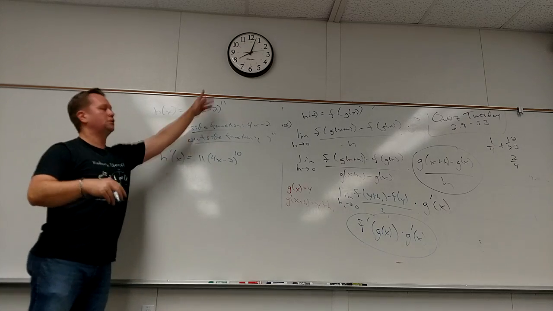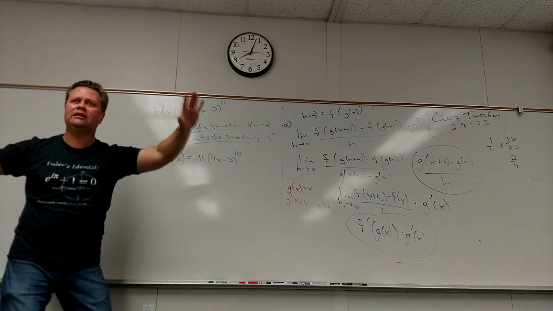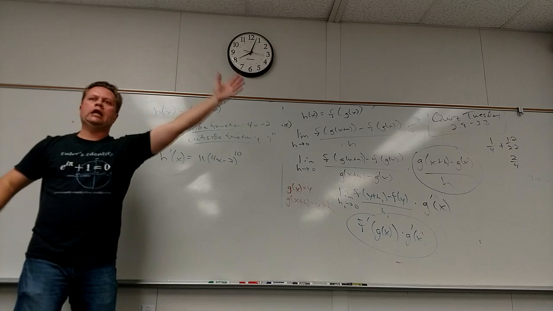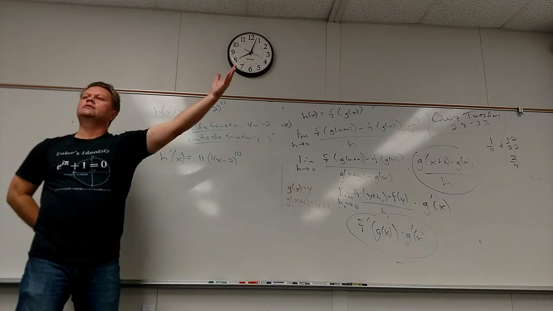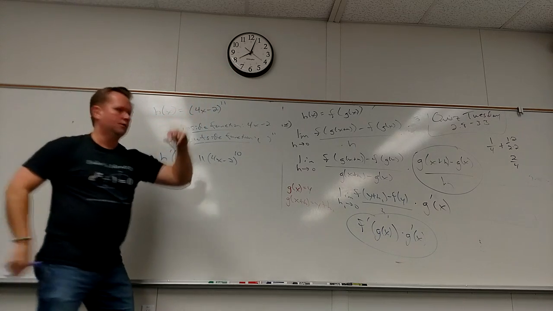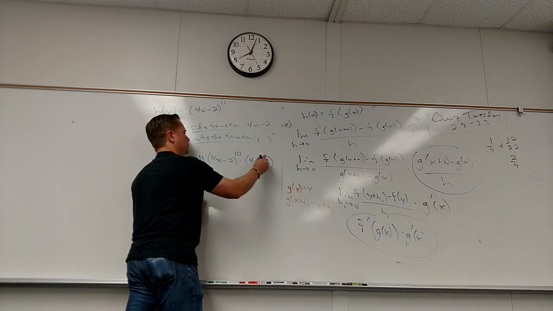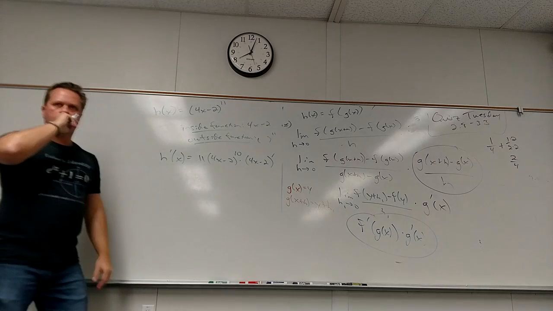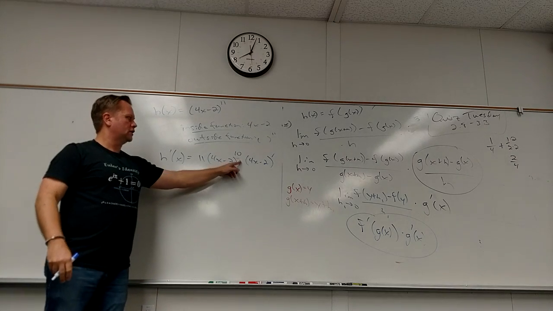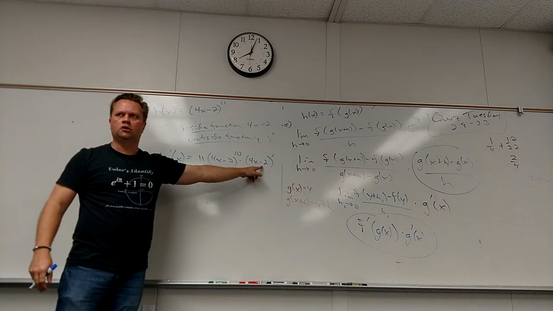That's fundamentally something to the 11th. How do you always do anything like that? The 11 comes down, and now whatever it is, it's got 10 of them, right? Times, now the inside function gets its turn. Derivative of the outside function times derivative of the inside function.